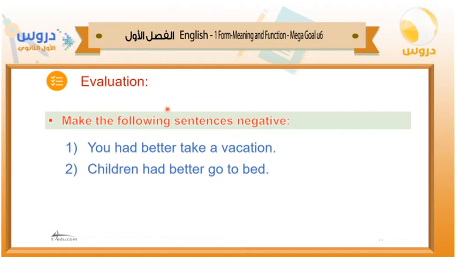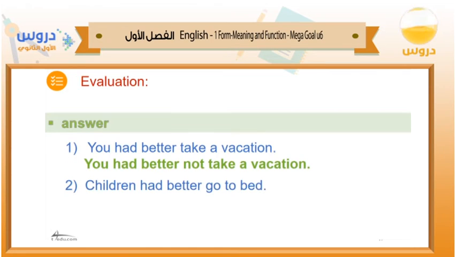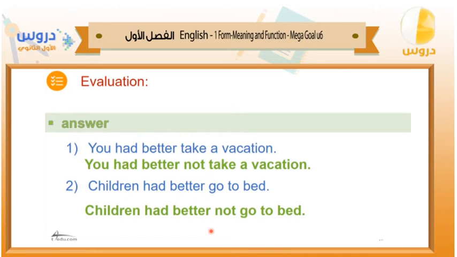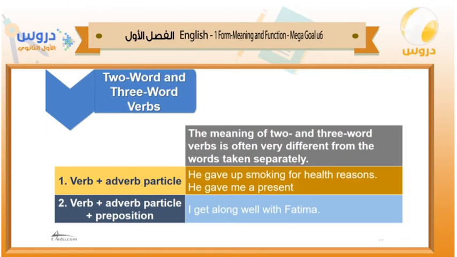And also we have another evaluation. Make the following sentences negative. You should add not in those two different sentences. You had better take a vacation. Children had better go to bed. You had better not take a vacation. Children had better not go to bed.